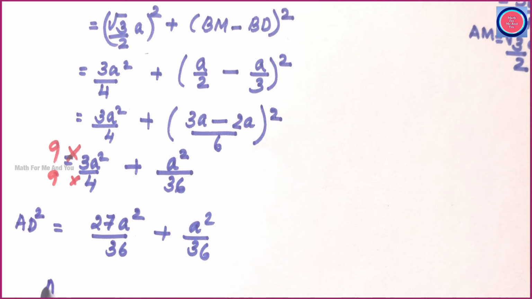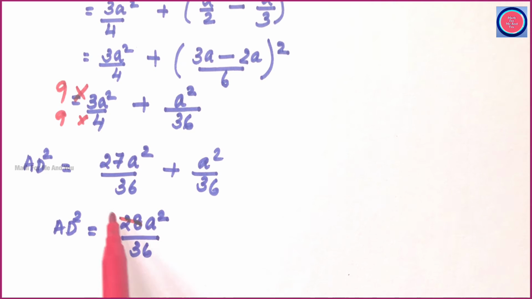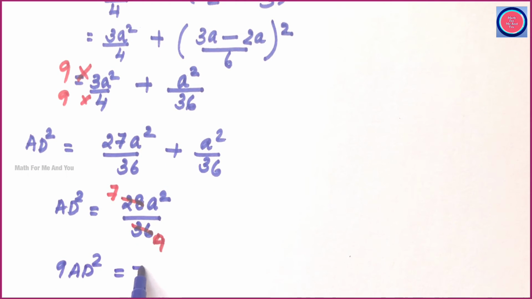AD square is equal to 27a square plus a square. We could do that because the denominator is the same, 36. How many a square? It is 28a square. In the numerator and denominator on the right side, we could cancel with the common number 4: 4 times 7 and 4 times 9. Then cross multiply with 9, we get 9 times AD square is equal to 7a square. 9 AD square equals 7a square.